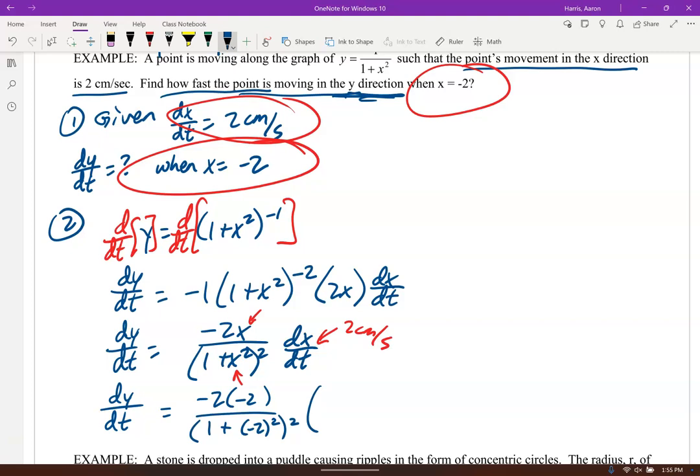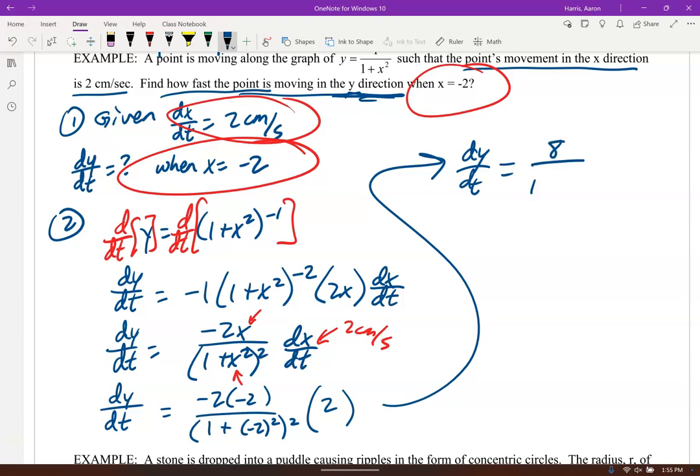And dx/dt is 2 centimeters per second. So it looks like dy/dt ends up being 4 times 2. I've got 8 over 1 plus -2 squared is a 4, but that's squared. So dy/dt looks like 8 over 25.